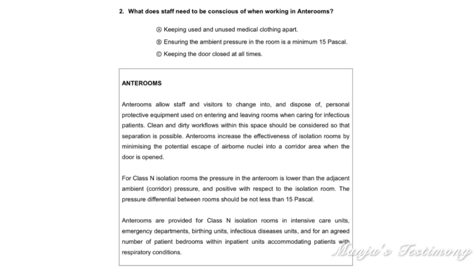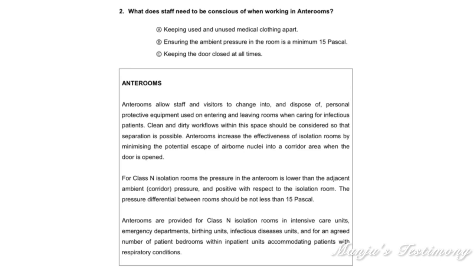So let's start reading for the options. First option we already read, keeping used and unused medical clothing apart. So let's read again. Anterooms allow staff and visitors to change into and dispose of personal protective equipment used on entering and leaving room when caring for infectious patients. You know what is actually an anteroom? Just for your understanding, let me explain in brief about anterooms.